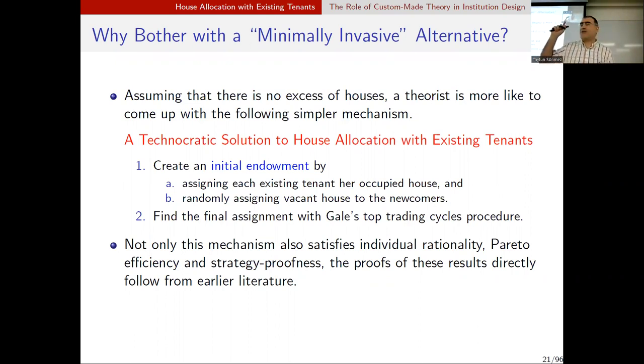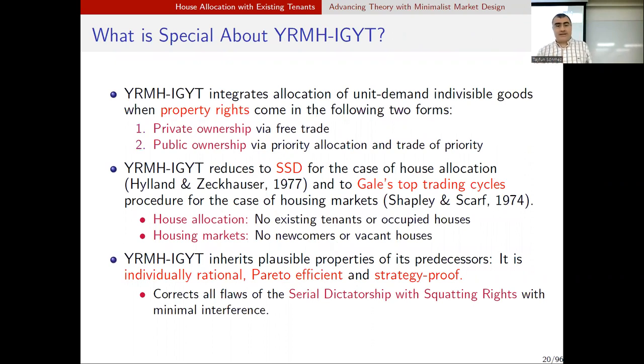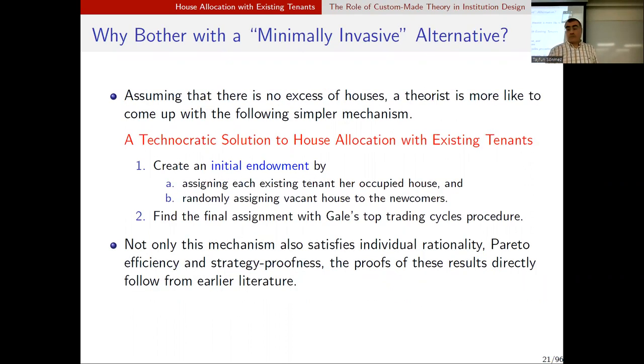I explicitly remember Benny Moldovanu, I think he was visiting Northwestern, and he asked me, if all you are trying to get is individual rationality and strategy-proofness, why do you bother with all this stuff? Why not give vacant houses to newcomers, existing tenants already have their houses, and find the unique core outcome of the induced economy through Gale's top trading cycles mechanism?